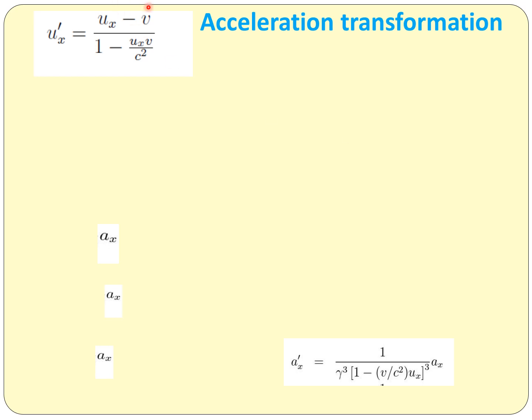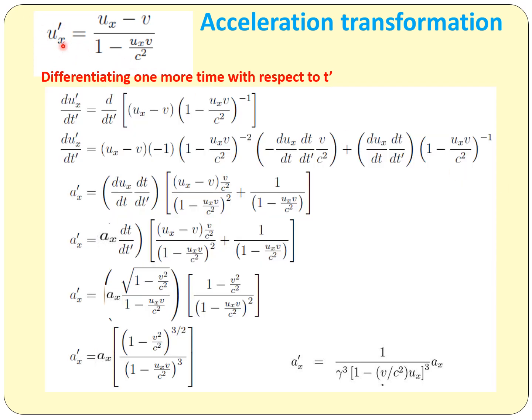For the acceleration, we need to differentiate this velocity transformation equation, which first we will do for ux. ux prime was ux minus b divided by 1 minus ux b by c square, and we have to differentiate it with respect to t prime. So the left hand side will be dux prime by dt prime, which is d by dt prime of this whole thing. We can write it as first function ux minus b, and second function 1 minus ux b by c square to the power minus 1 in the numerator. Then it is a product of two functions, and we have to differentiate with respect to time.